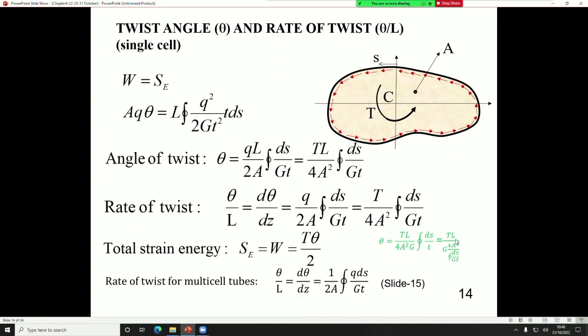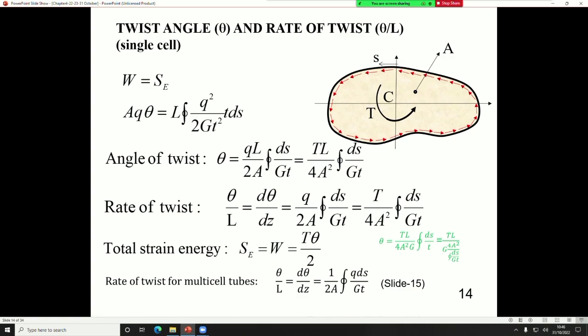I can say this is working exactly the same as polar second moment of area. It is not polar second moment of area, but it is working exactly the same. It has the same unit as well. So this is G times the torsion constant here, which we use here. It's not, I repeat, it is not polar second moment of area, but it has the same unit and it does exactly the same job.